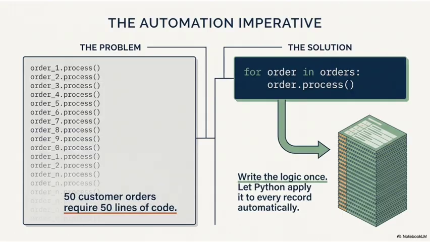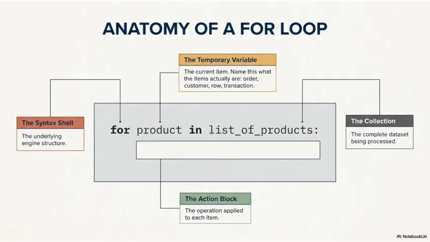The solution column on the right is 2 lines. For order in orders, order.process. Write the logic once, let Python apply it to every record automatically. This is the automation imperative. The value of a loop isn't just in fewer keystrokes, it's that the same 2 lines work whether you have 50 orders or 50,000 orders. Your code stays consistent, the data scales.